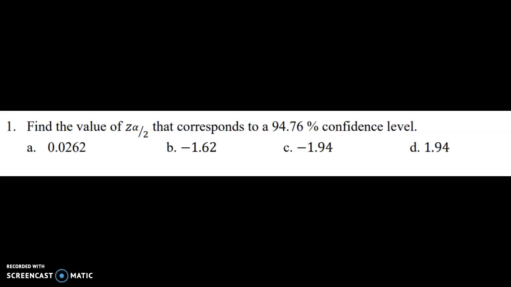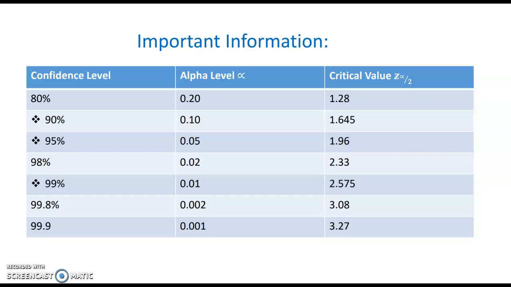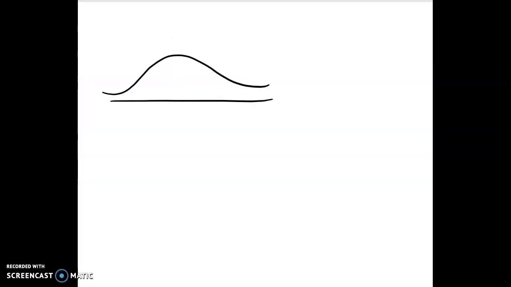Question 1. Find the value of z that corresponds to a 94.76% confidence level. Now when I come to this chart right here, I don't have a confidence level of 94.76. So I can't use this table. So what I have to do is create my own normal distribution and figure it out for myself. Now the confidence level always goes in the middle.